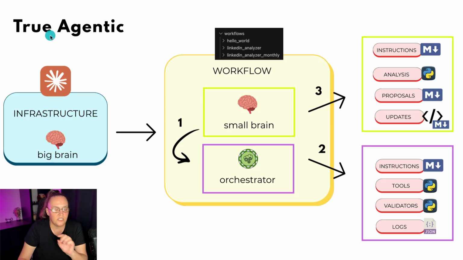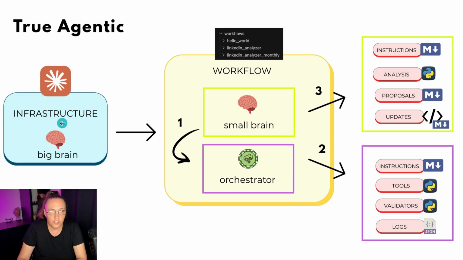The true agentic system has the infrastructure, which other people call an agent, but it's still an infrastructure. And this infrastructure has a big brain. This big brain looks after the health and security of this infrastructure, nothing else, just like a CTO would not think about or look at the everyday dealings of a company. It's very important for the infrastructure to be healthy and secure.